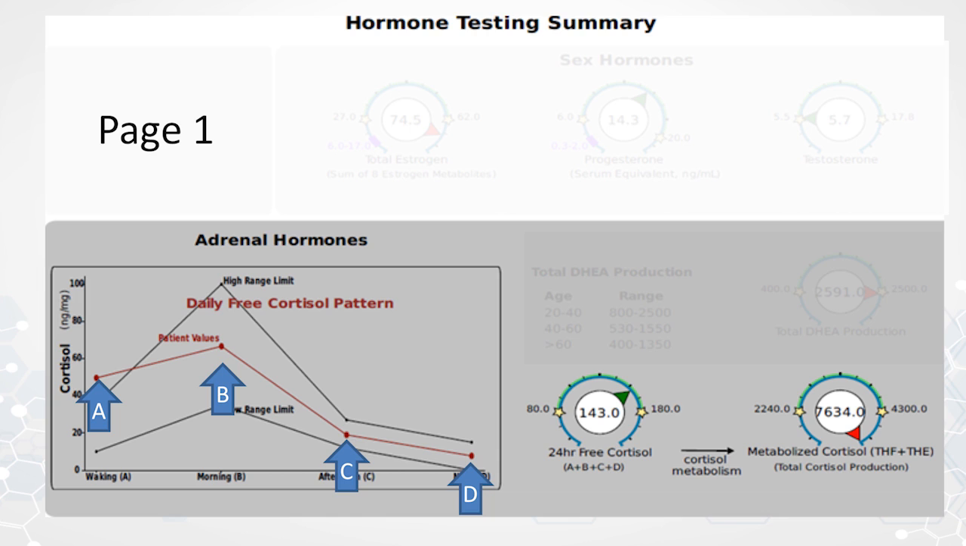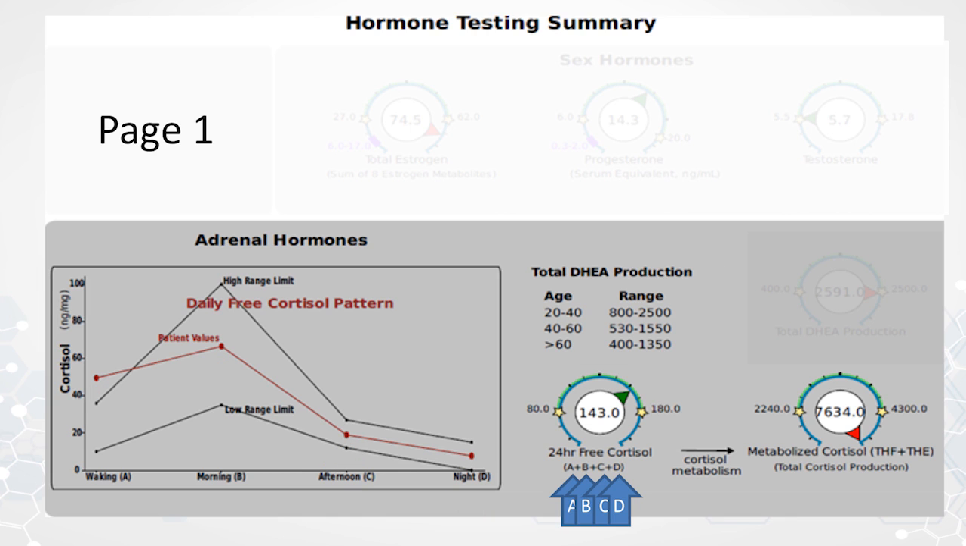So we're going to add those up, and you can see the total there on the report. That tells you the free circulating cortisol. Then you can see further to the right, metabolized cortisol. This is really your better marker for the overall production of cortisol. So the free cortisol tells you what's circulating at different time points, and then the production tells you the overall production of cortisol in that metabolized cortisol measurement.